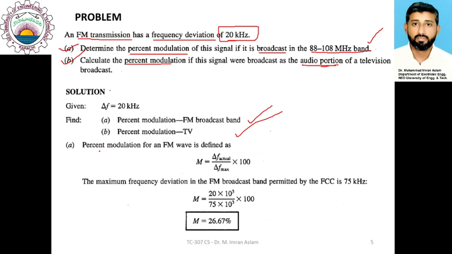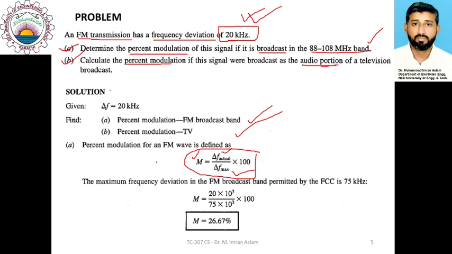We know that the percentage modulation for an FM wave is given by this formula, where M represents the percentage modulation. Delta F actual represents the actual implementation of frequency deviation, which for our case is 20 kilohertz. You can see that the transmission is set to have a frequency deviation of 20 kilohertz only, whereas delta F max represents the maximum allowed frequency deviation.